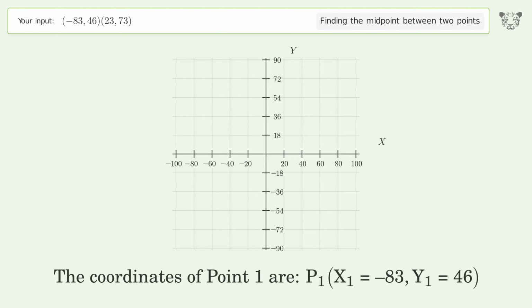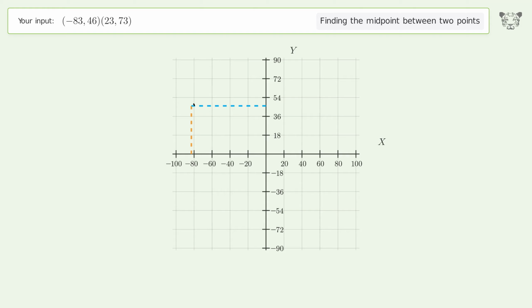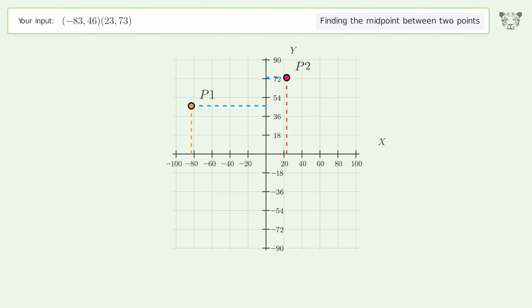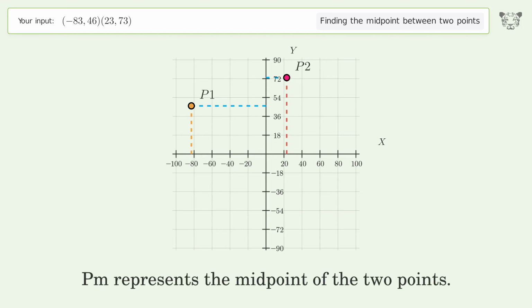The coordinates of point 1 are, x1 equals -83, y1 equals 46. The coordinates of point 2 are, x2 equals 23, y2 equals 73. PM represents the midpoint of the 2 points.